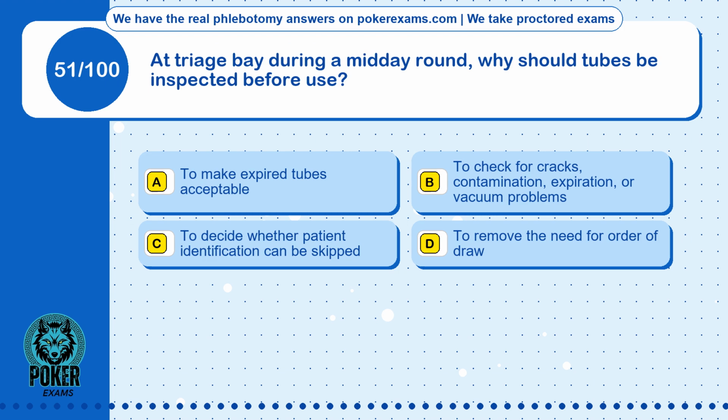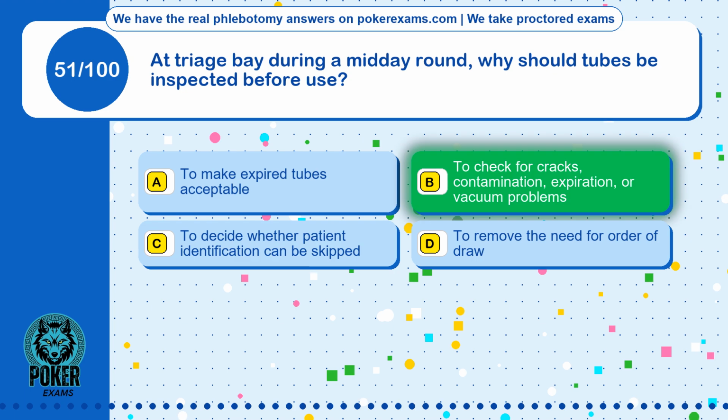Question 51. At triage bay during a midday round, why should tubes be inspected before use? Option A. To make expired tubes acceptable. Option B. To check for cracks, contamination, expiration, or vacuum problems. Option C. To decide whether patient identification can be skipped. Option D. To remove the need for order of draw.